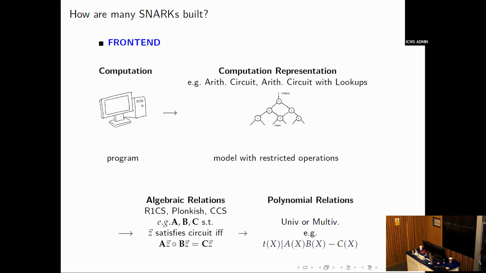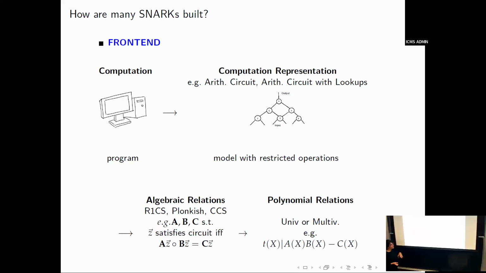And from this model with restricted operations, I always like to think about it as transforming into a set of algebraic relations. So this matrix times this other vector is equal to something else. There's a set of algebraic relations, and then the whole point of SNARKs is to translate this into polynomial relations. It's debatable if all this front end is really what the user sees, but I like to put it here because for now, really, we haven't done anything. It's just ways of rewriting the computation.